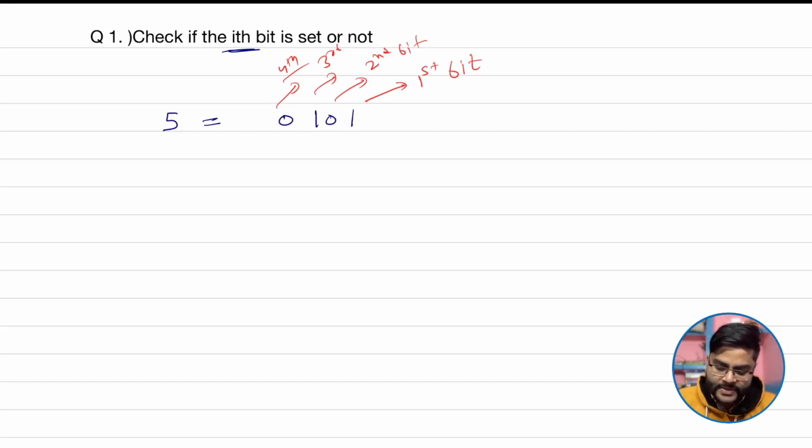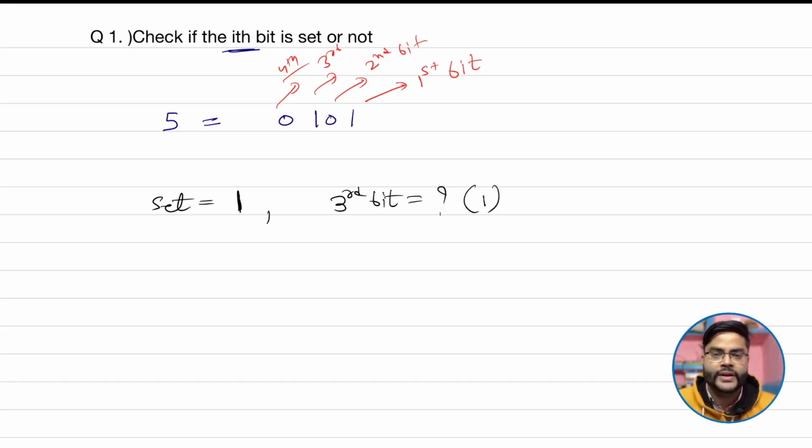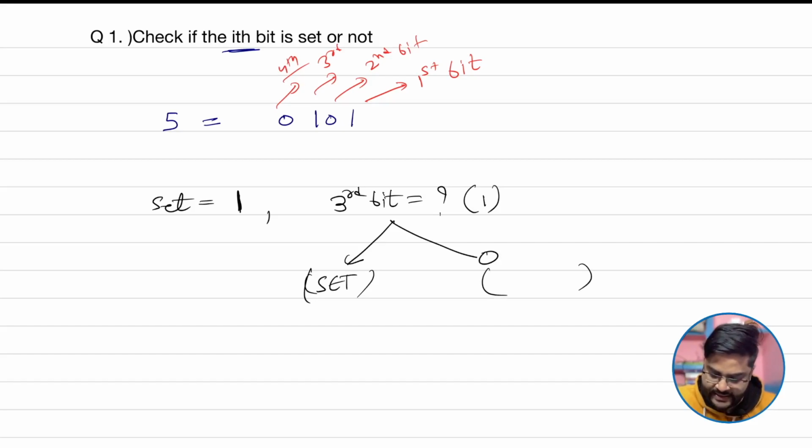Now my problem says that I want to find whether my ith bit is set or not. So what does set mean? Set means whether my bit is 1 or not. Let's say I want to find whether my third bit is set or not, meaning 1 or not. If it is 1, then do something, print or whatever. If it is not 1, then do something else. Let's say I want to print set and not set. If it is 1, print set. If it is not 1, print not set.